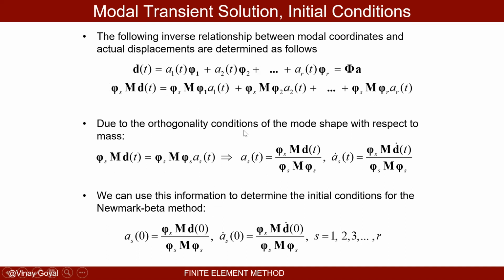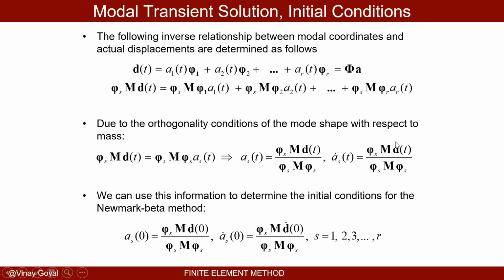So due to the orthogonality conditions of the motion with respect to mass, what you find is that when I do this pre-multiplication, on the right-hand side, the only one that will survive is when this phi bold is s, right? And that's A_s(t) right there. So then I can calculate A_s(t) like that by solving it like that. And this is what I get. So A dot of t as a function of time, we'll have a dot here, for example.